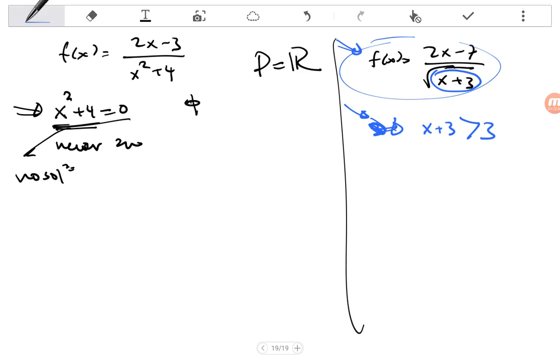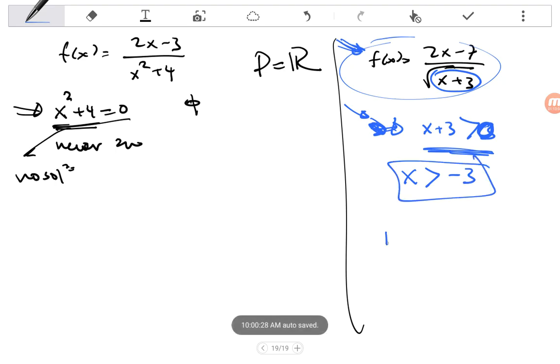This is the first step, to convert the problem of finding the domain to a problem of solving an inequality. So that is x greater than minus 3. So the domain in this case will be from minus 3 open to infinity. Infinity will always have an open interval because infinity is not a number.